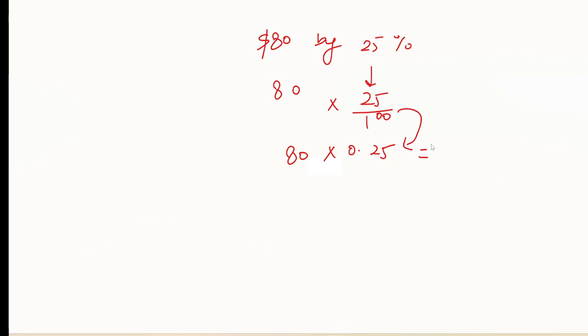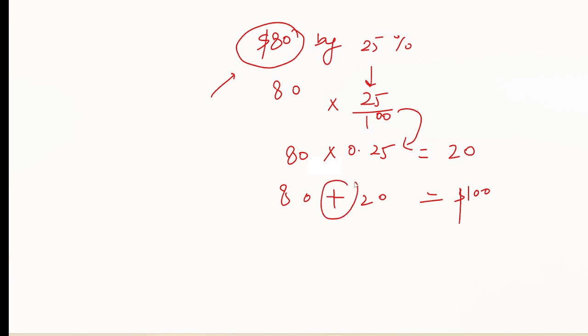This will become 20, right? So 20, and what was the original? This is 80. So if you just add 80 and 20, you get 100. So the new price would be $100. This is increase. This is how we find percentage increase. Percentage decrease, the same thing you would do, but you would subtract. For percentage increase, we add. In place of this, you would just subtract.